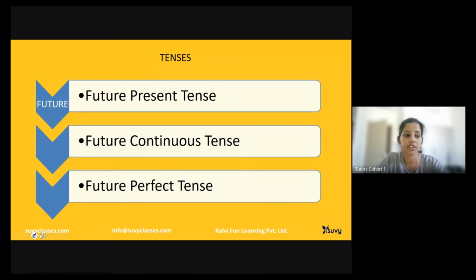Next, what we have is the future perfect tense. So the future perfect tense will specify that something will be completed in the future at a certain time. Okay, like, I would have completed my work by tomorrow, or I will have finished this project by Sunday. Yeah. So something that you would have done in the future by a certain time, for that we use the future perfect tense.